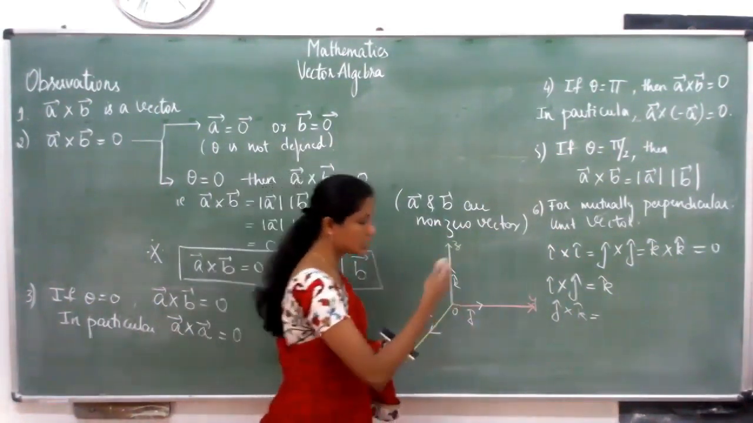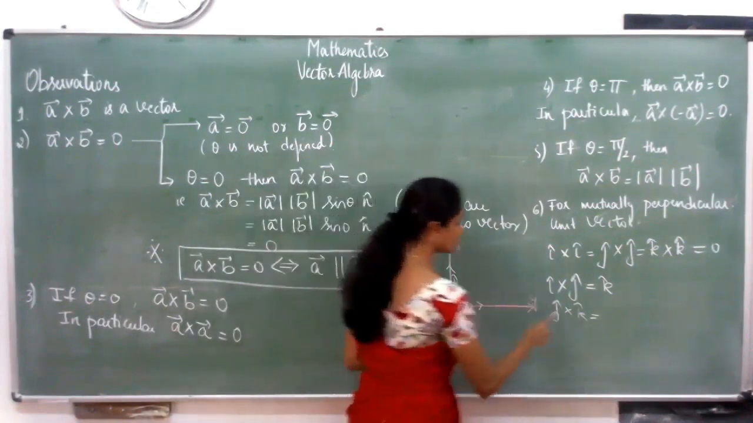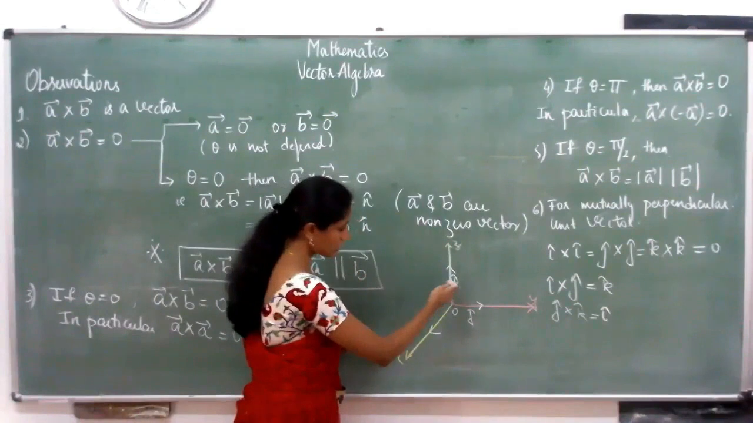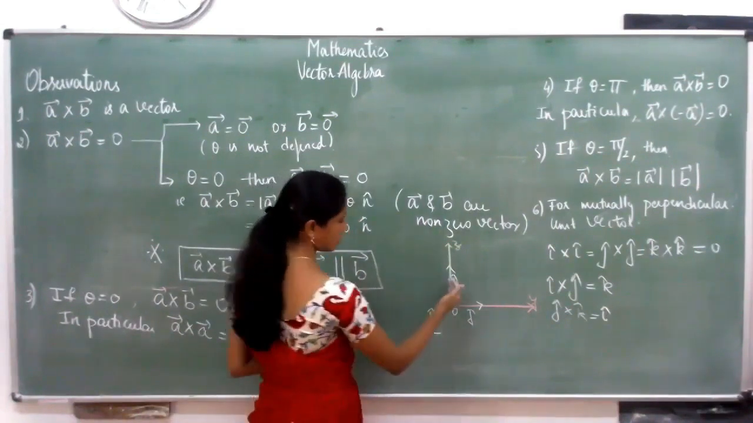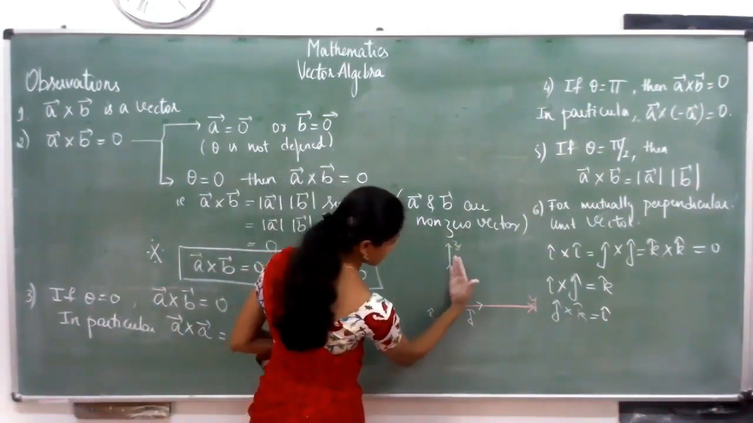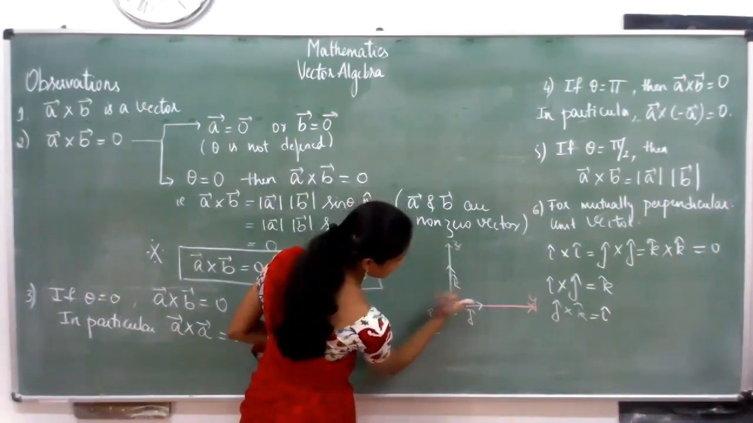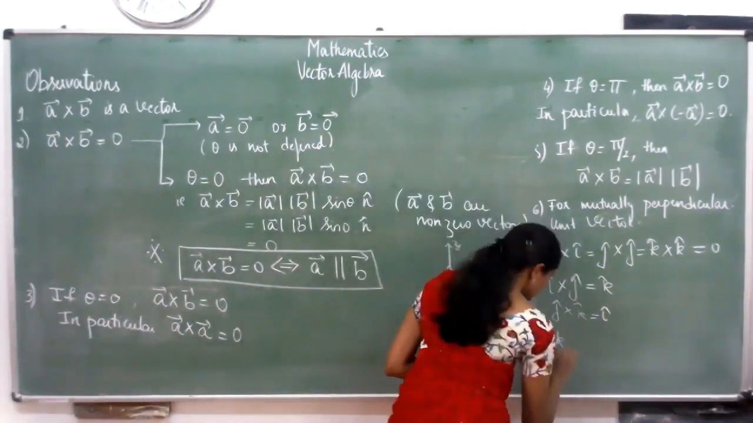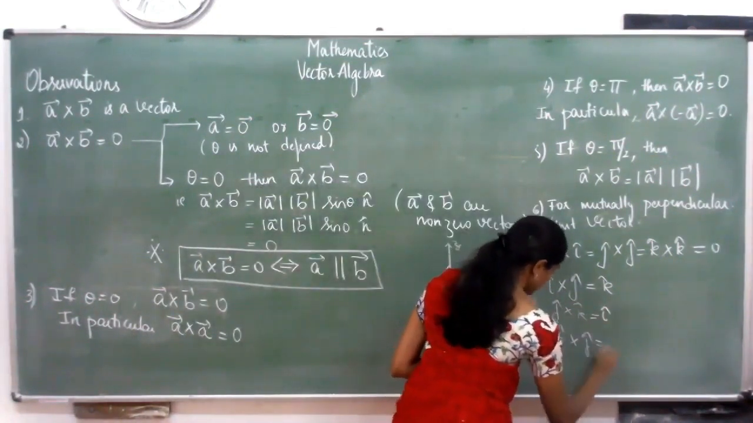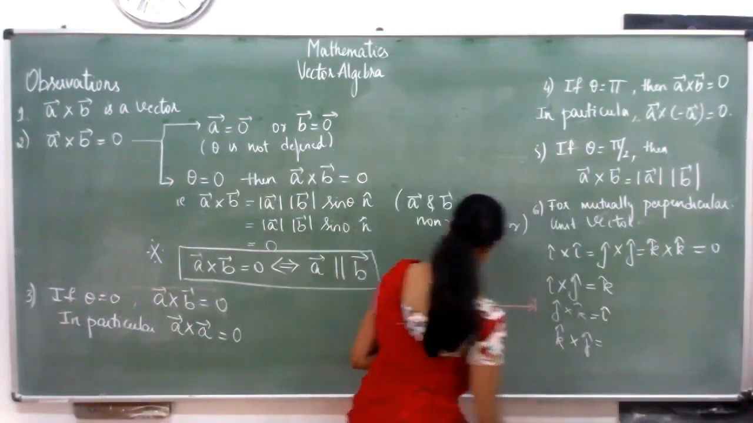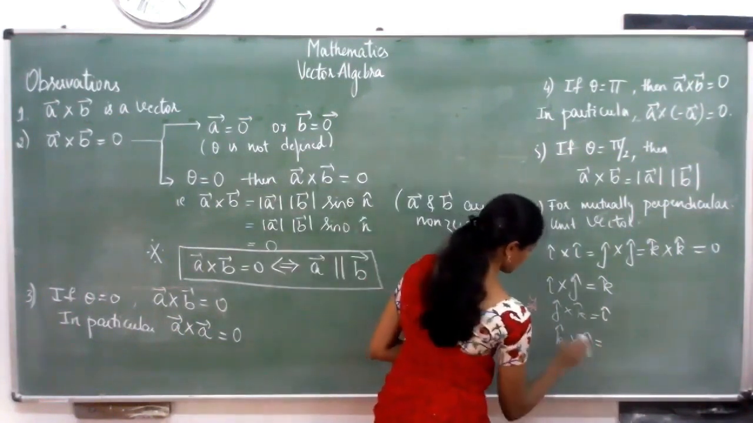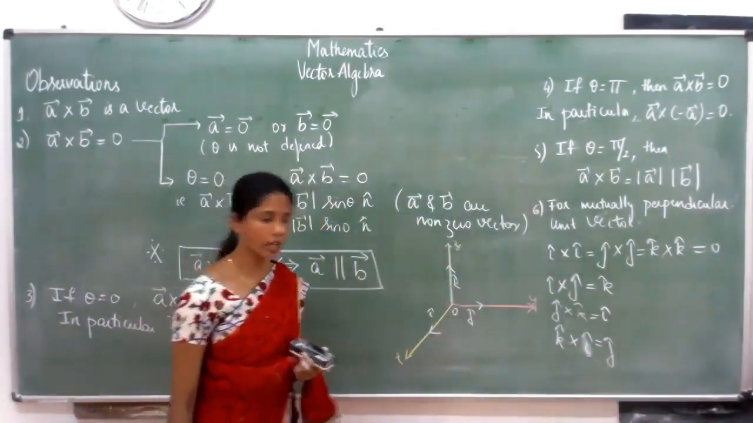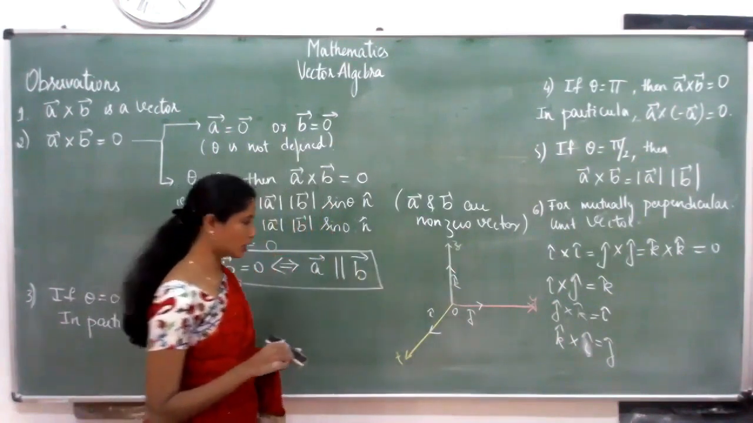So you should imagine the 3D figure. J cross K will be equal to I cap. Then when you take K cross I, with my right hand, it is moving along which direction? J. So K cap cross I cap is equal to J cap. Okay, understood? So this is important.